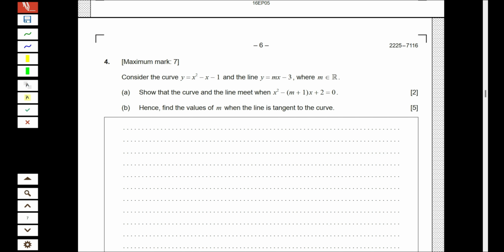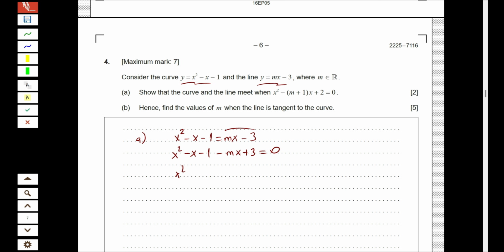Question 4. Consider the curve y equals x squared minus x minus 1 and the line y equals mx minus 3, where m is a real number. Show that the curve and the line meet when x squared minus (m plus 1)x plus 2 equals 0. To do that, we're going to make equality between this curve and the line. x squared minus x minus 1 equals mx minus 3. Let's subtract the expression from both sides, which is mx minus 3. x squared minus x minus 1 minus mx plus 3 equals 0, right?